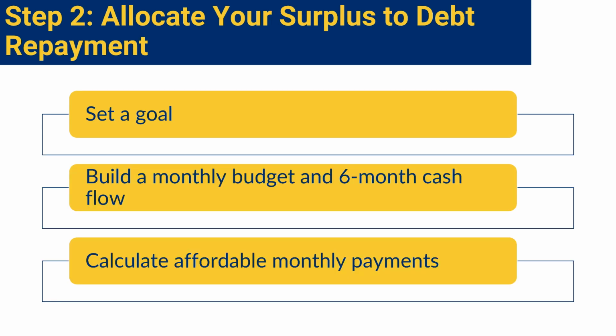Step 2. Allocate your surplus to debt repayment. Set a goal for minimum monthly payments and stick to it. Calculate the most you can afford to pay toward your total debt each month. To get started, consider building a monthly budget and 6-month cash flow to understand your financials clearly. Determine what amount you can dedicate to repayment of your debts each month, including the total minimum payments owed and as much extra as possible. Remember, paying debt down swiftly can help you keep as much money as possible in your pocket.